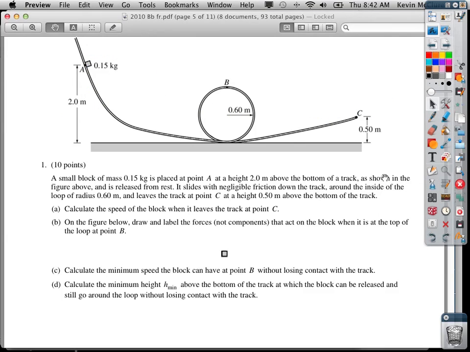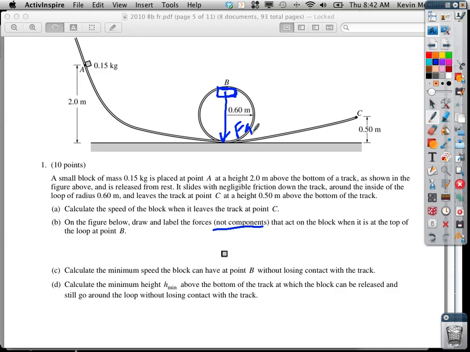Okay, so next, on the figure below, draw and label the forces. Notice when it says not components, that means don't break vectors. Just draw the base forces that act on the block when it's at the top of the loop. So right here, what forces should I have? Give me one of the forces, Jenny. Gravity. Boom. F sub G.